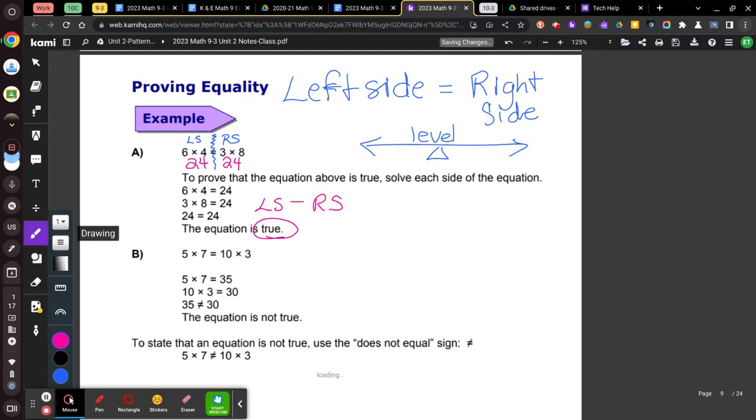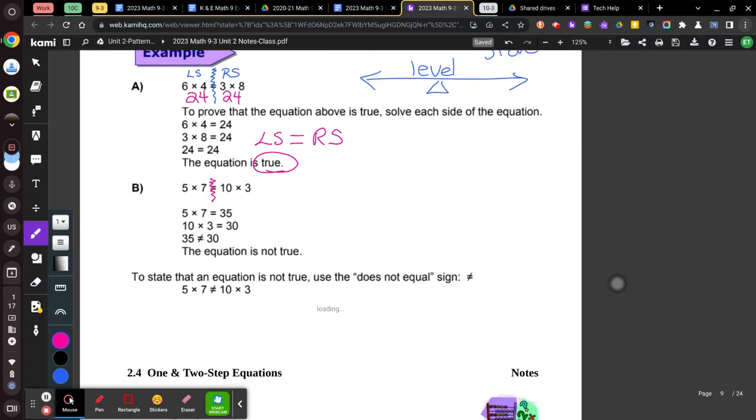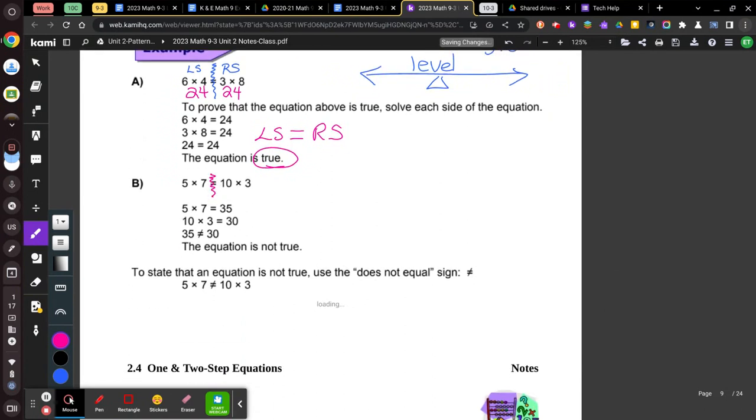So let's take a look at B. Again, I'll put a little squiggle line down the equal sign, and we're checking to see if the left side equals the right side. So I would take my 5 times my 7, and I get a 35. On the right, I take my 10 times 3, and I'm going to get a 30. 35 is not equal to 30. So my left side here does not equal my right side.